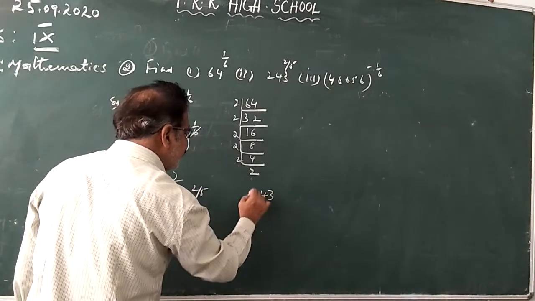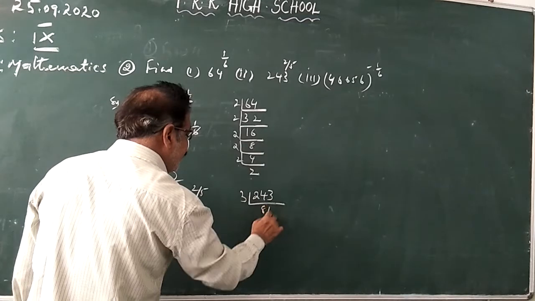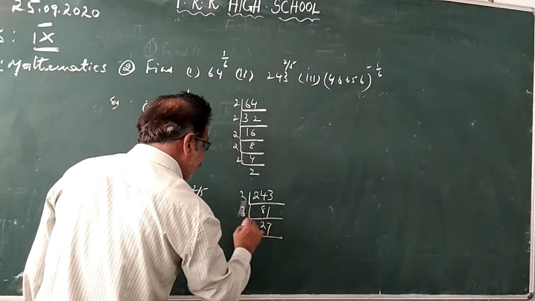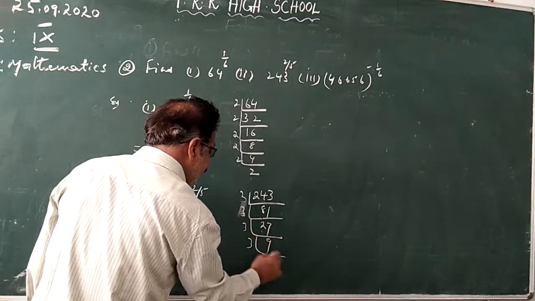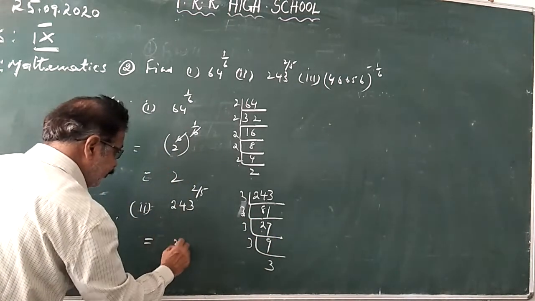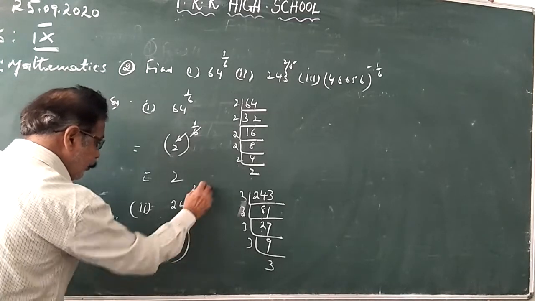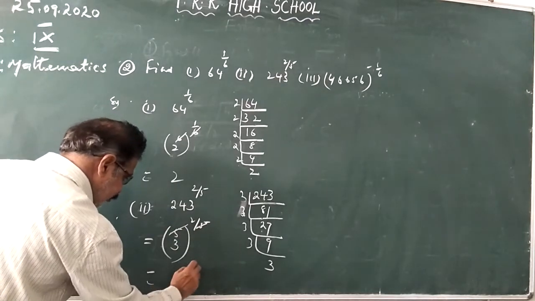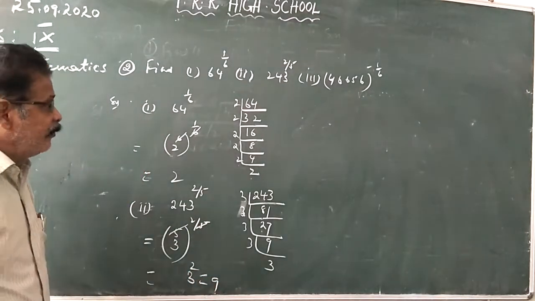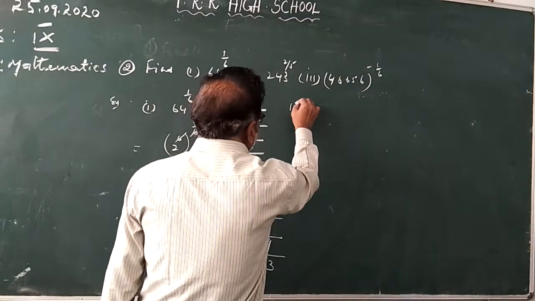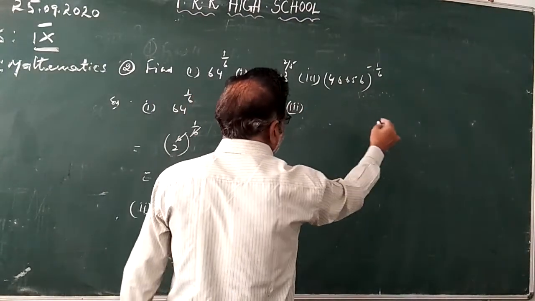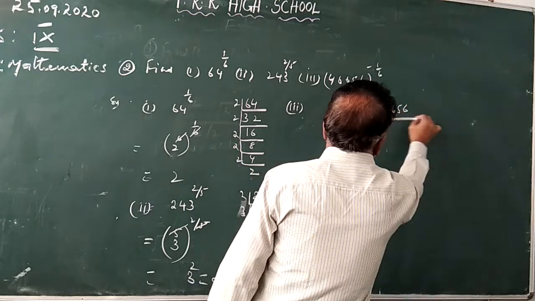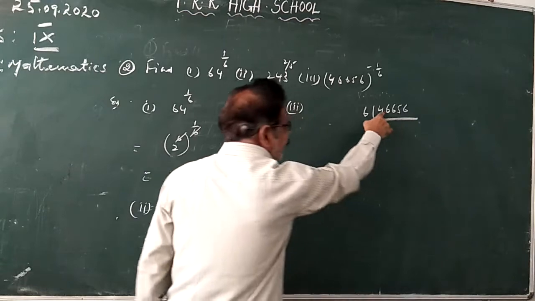Prime factorize 243. 243 divided by 3 is 81, then 27, 9, 3. So 243 means 3 to the power of 5, all to the power of 2 by 5. 5 and 5 cancel. So 3 square, which means 9. Similarly, the third bit you can also simplify in the same order. So you factorize 46656 with 6.